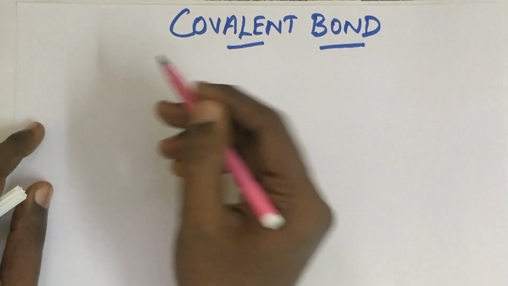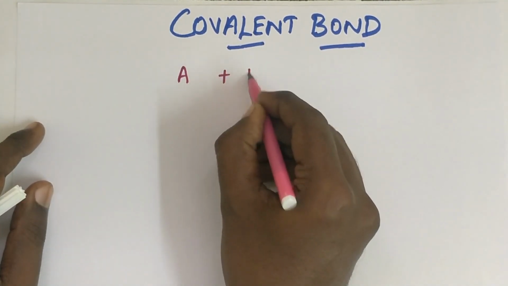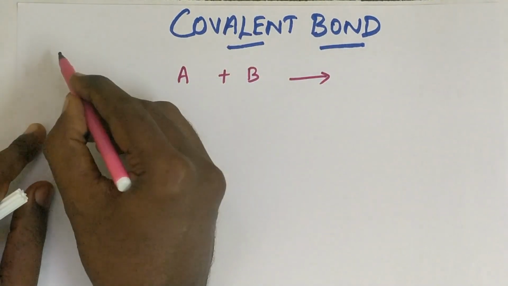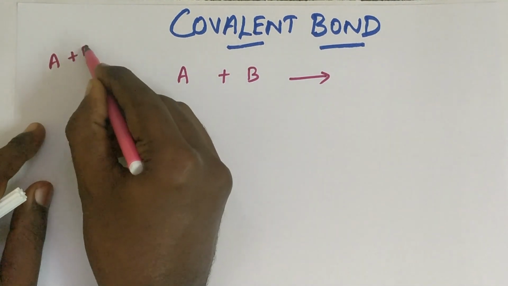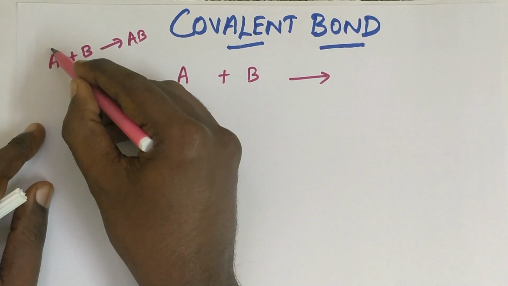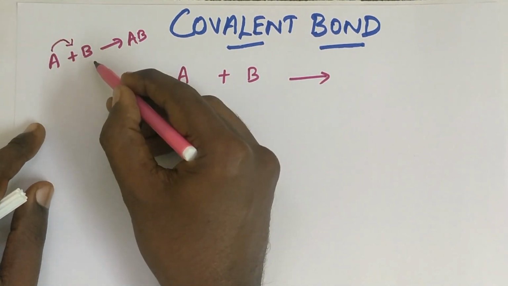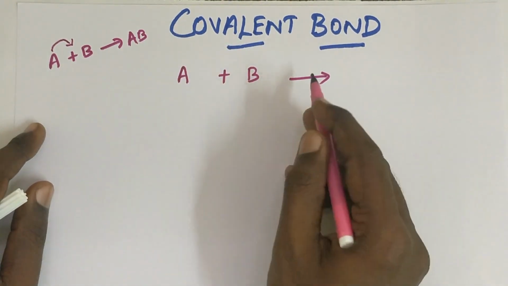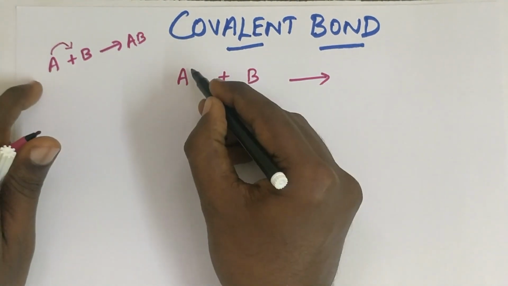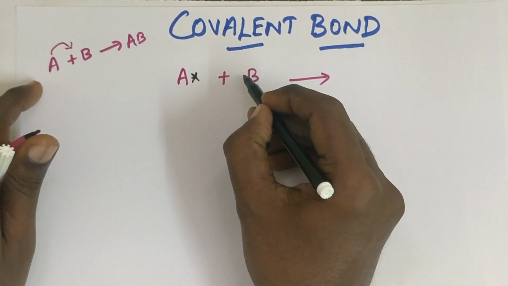In this topic, take the same example. Suppose two different atoms A and B combine to form AB. Previously we saw ionic bond, A plus B combined to form AB. In that, electrons from one atom are permanently transferred to the other atom. In this case, it is slightly different. Suppose A atom contains one electron, B atom contains one electron.